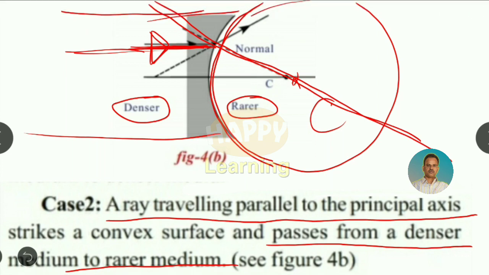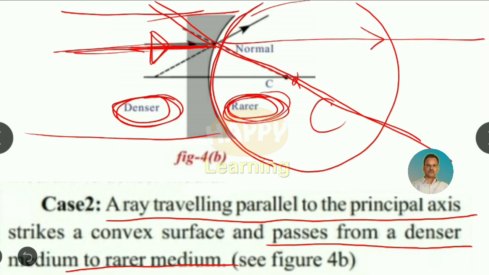Here this ray, because it is entering from denser to rarer, bends away from the normal. If it goes in this direction, it is said to be undeviated. If it comes towards this line, it is said to be deviated towards the normal. If it moves in this direction, it is said to be deviating away from the normal. Here, this ray parallel to the principal axis, touching the curved surface, entering from denser to rarer, will deviate away from the normal.